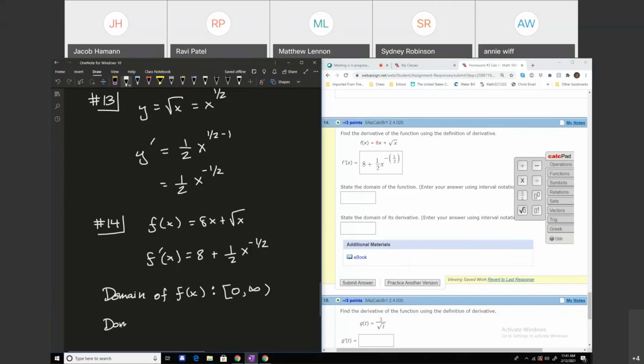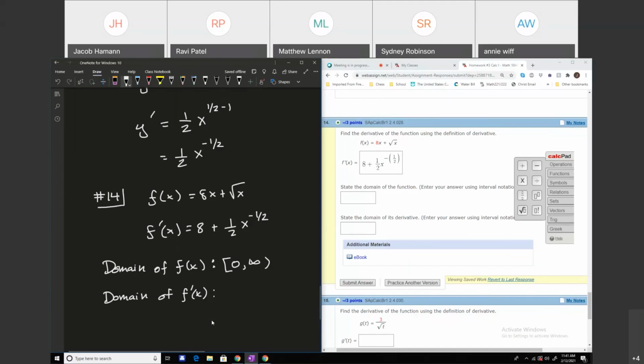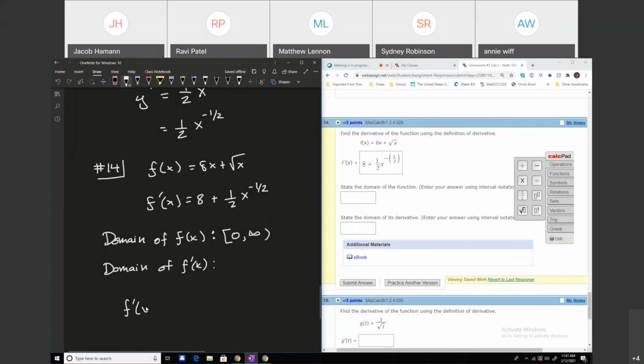The second part asks about the domain of f prime of x. Now the thing about f prime of x is f prime of x can be rewritten 8 plus 1 over 2 square root x. So it's very similar because you have a square root, so you can't have any negative numbers, but you also can't have 0, because if you had 0, you would get 1 divided by 0, which is undefined. So for that reason, the domain of f prime of x is slightly different. We don't include 0. So that's going to be 0 to infinity.